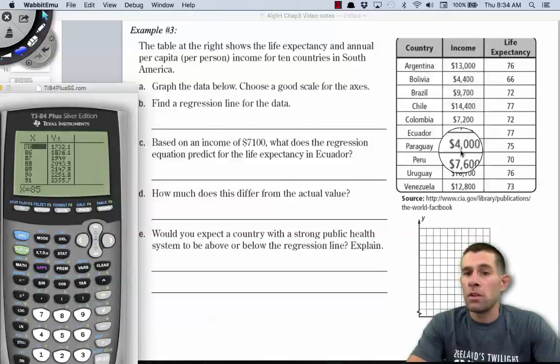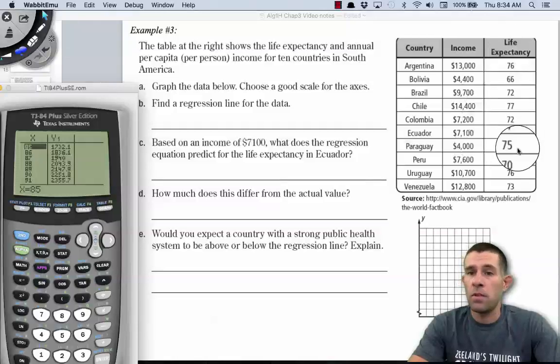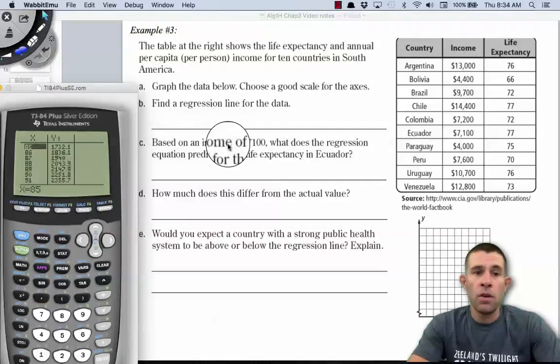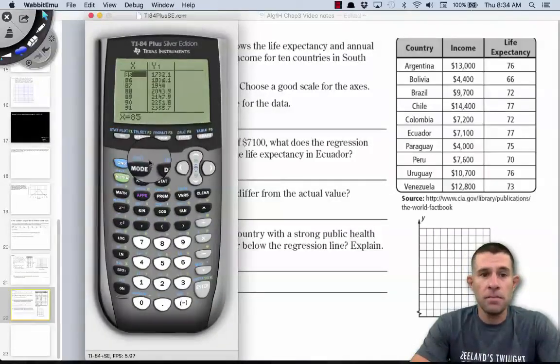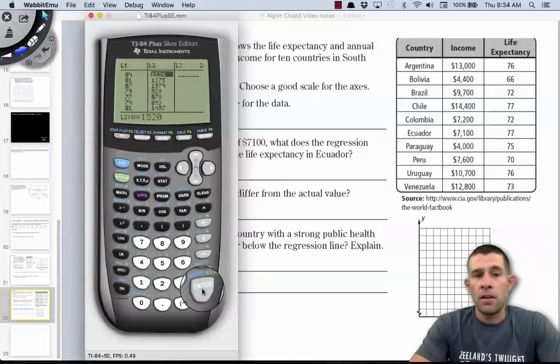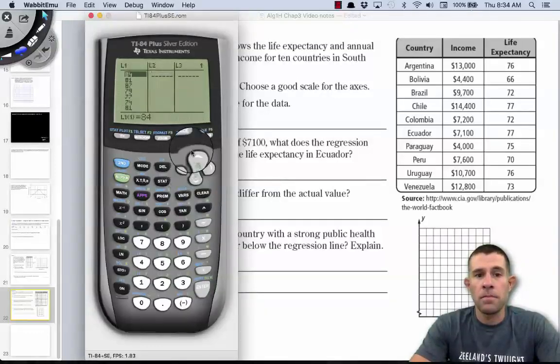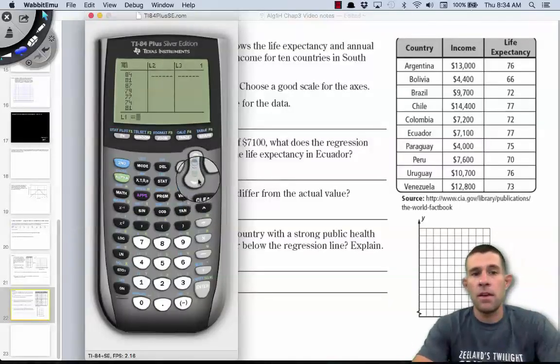So what we're going to call as our x variable is the income, and our y variable is going to be the life expectancy. So we're going to use our graphing calculator to come up with the regression line for this data. So let's go back to our graphing calculator. We'll hit stat, enter on those lists. We're going to clear out list 1 and list 2. And let's go ahead and enter in the data from our chart.